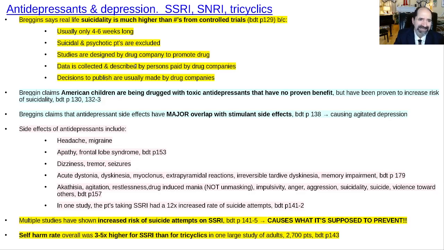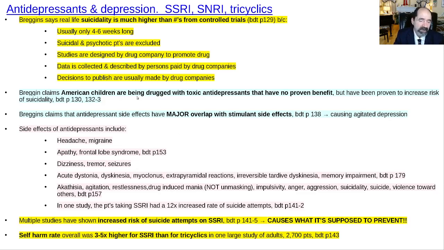The studies are designed by the company to promote the drug. The data is collected by persons who are paid for by the drug company. It's in their interest to make that drug look good if they ever want to be hired again. And then the decision on whether or not the study gets published at all is usually made by the company as well. So this is a company-dominated literature. And not uncommonly nowadays, a lot of times the company will own the journal. And it'll own the reviewers. It'll own the editors. So, it's hard to get good information in a lot of the journals.